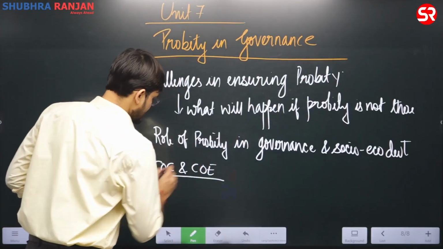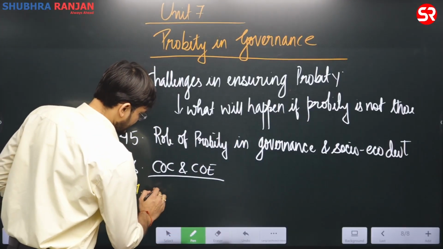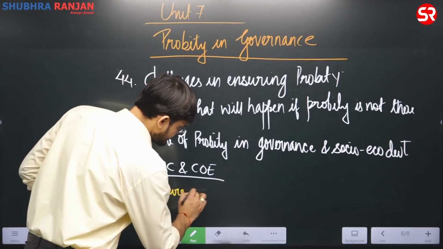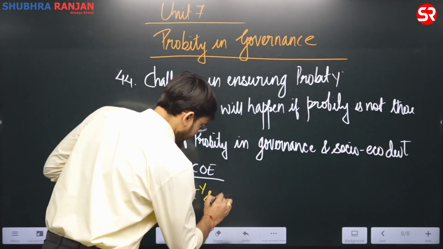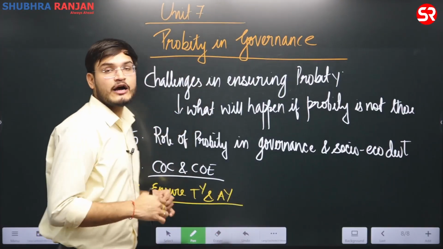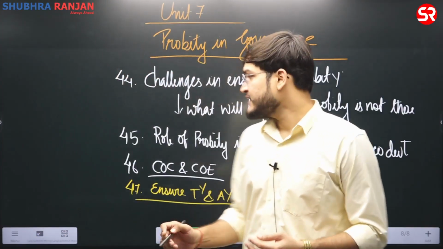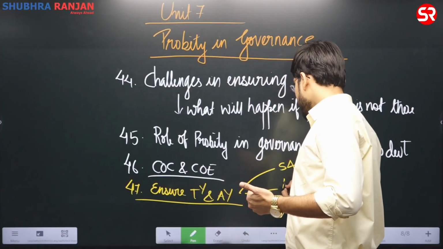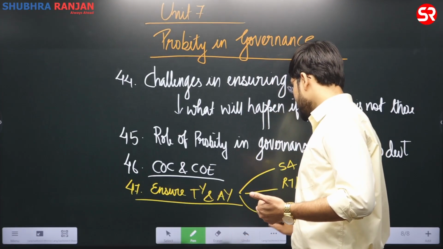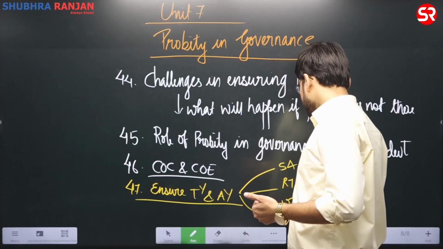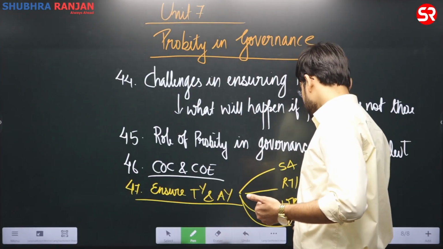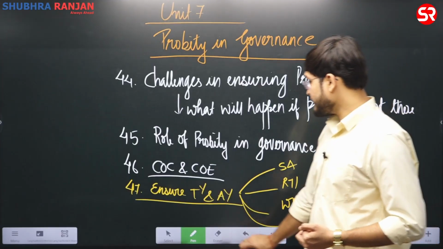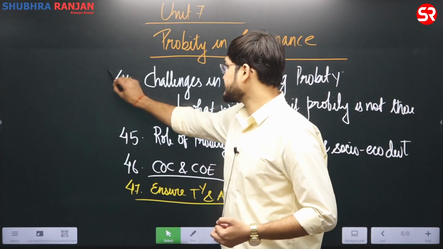Then 47th theme would be regarding how to ensure transparency and accountability. This particular aspect they will be asking. They can ask questions, for example, on social audit, they can ask question from RTI, they can ask question from the aspect of the Whistleblower Protection Act, they will be asking questions with respect to, for example, citizen charter. Yes, they will be asking questions from these aspects.